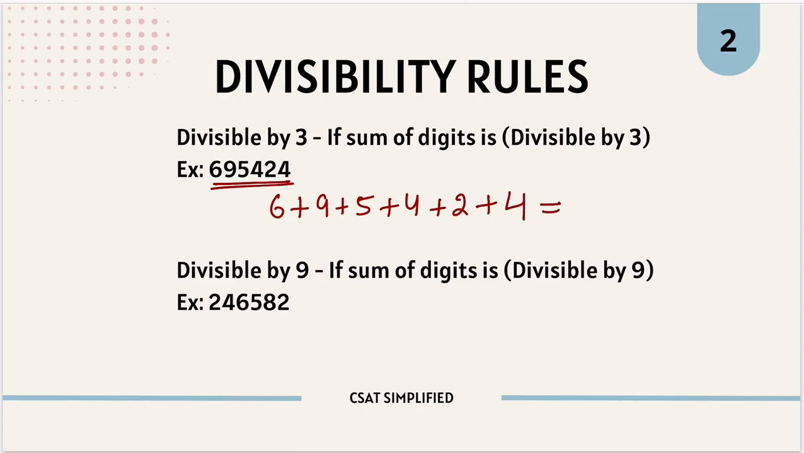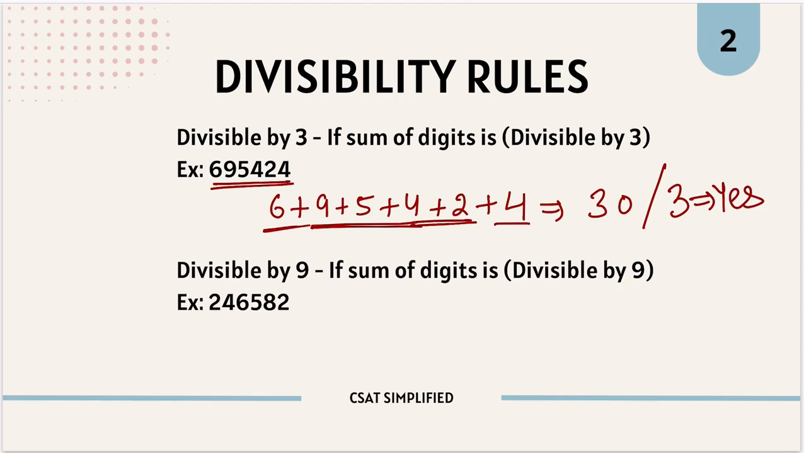Do the sum of the digits. What is the sum of the digits here? I see 9 plus 9 is 18, plus 2 is 20, plus 10 is 30. So the sum of the digits is 30. Now rather than checking the original number, just check if this sum of the digits is divisible by 3. Answer is yes. So the complete number is also divisible by 3. Correct? Moving on to the divisibility of 9.